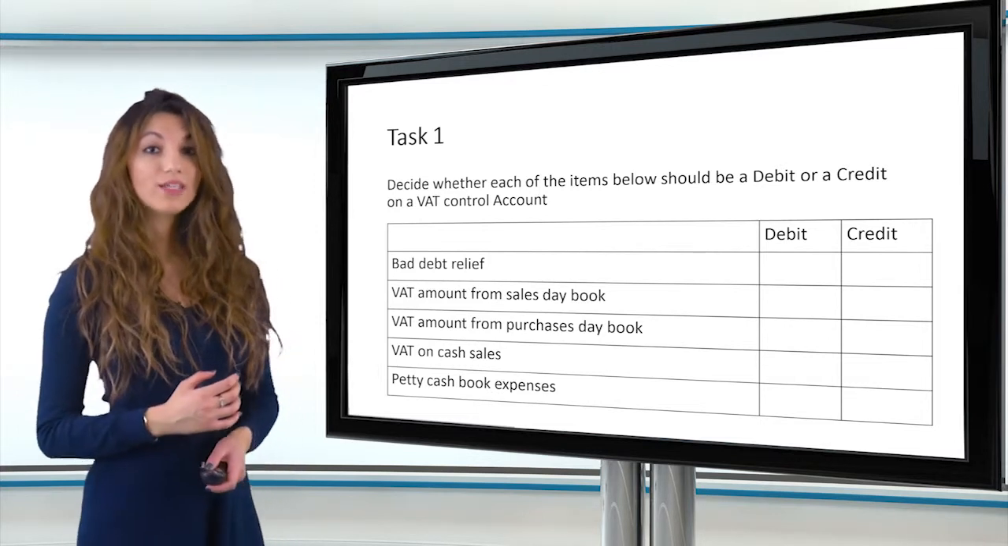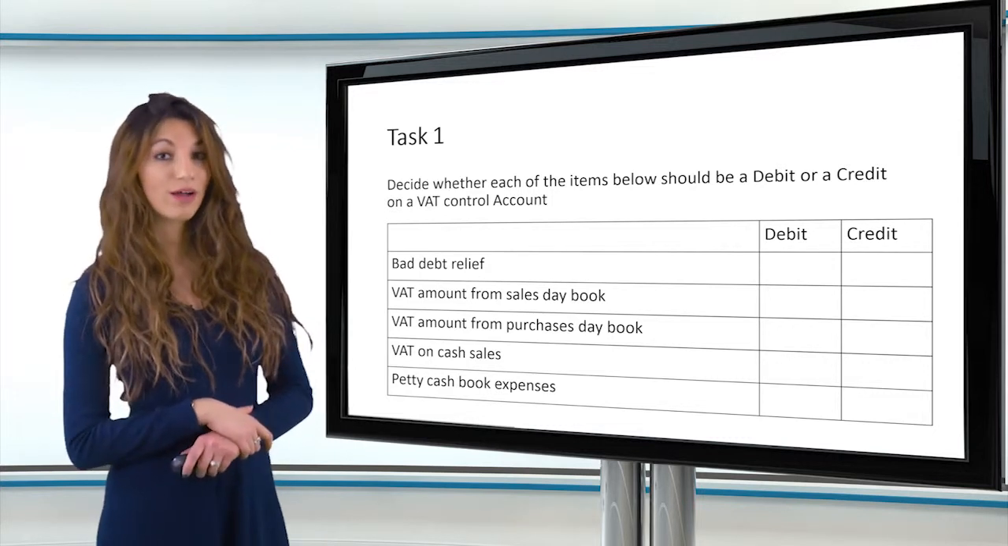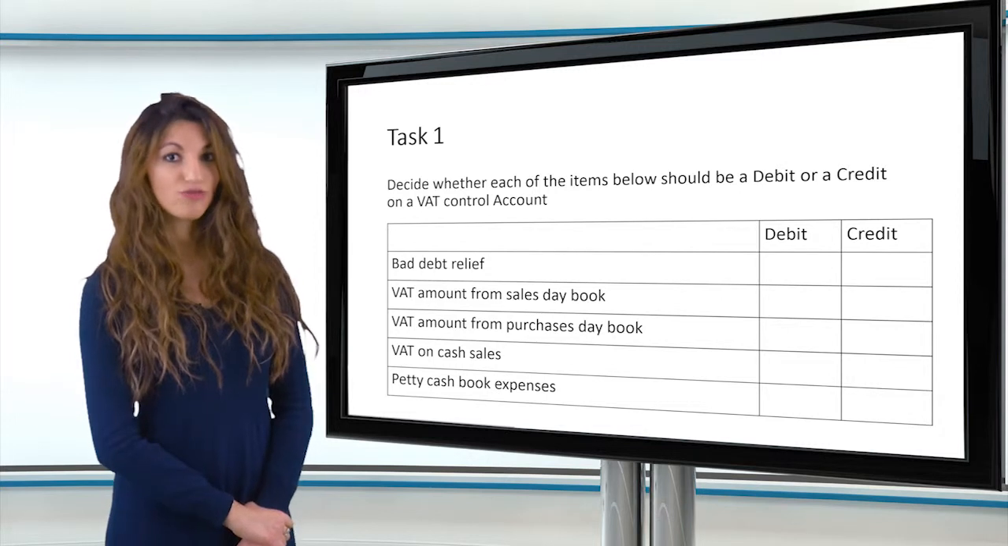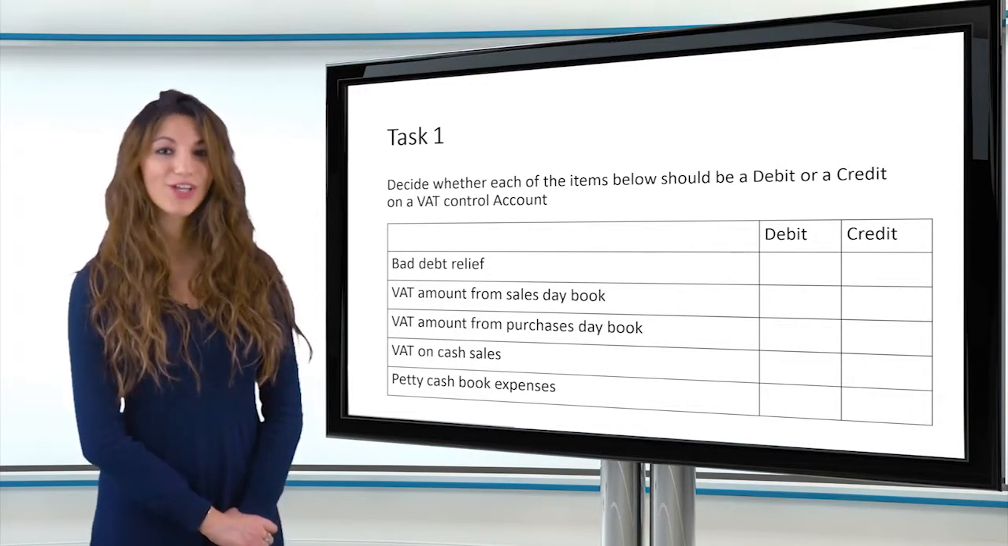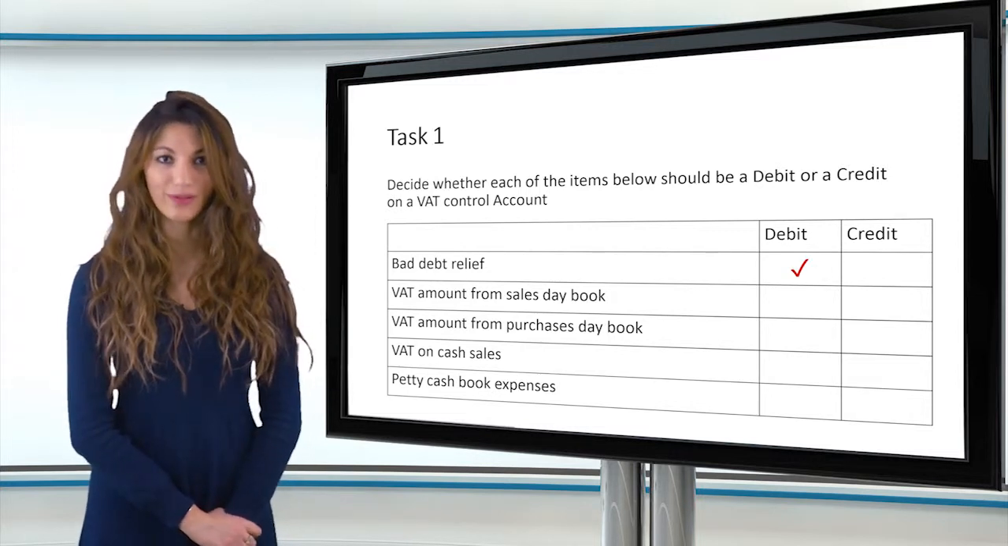What we now need to decide is whether these are going to be debits or credits, and we're going to be using our ticking system. So the first one here is our bad debt relief. Where is that going to appear? Well, it is going to appear on the debit side of the VAT control account.